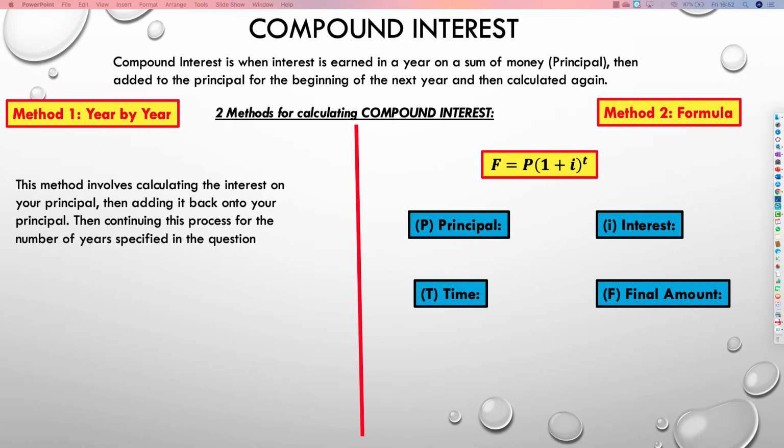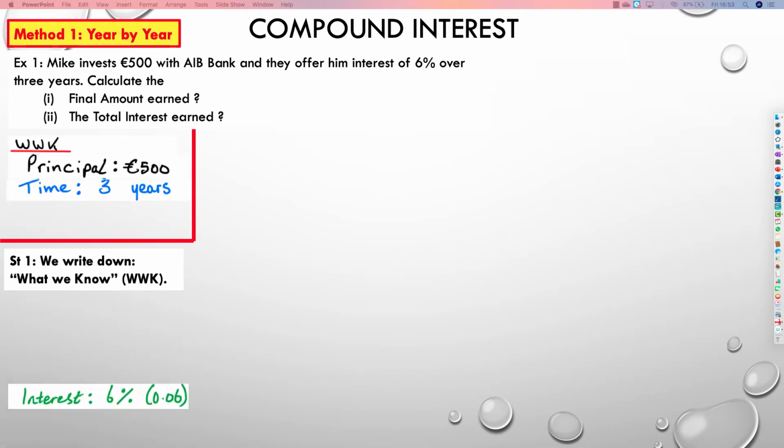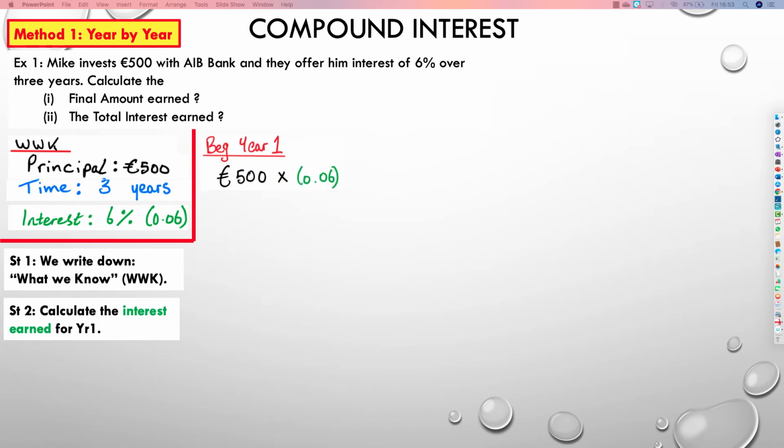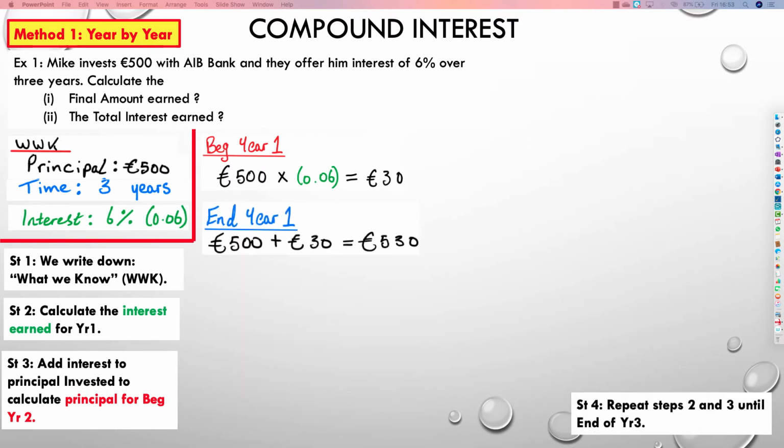So what I mean by that is Mike invests €500 with AIB Bank and they offer him 6% interest over 3 years. Calculate the final amount earned and the total interest earned. So, way number 1: Mike earns €500 multiplied by 6%, which is 0.06, which is €30. How much does he end year 1 with? 500 and €30. How much does he begin year 2 with?